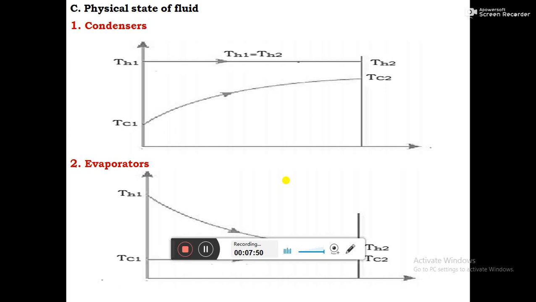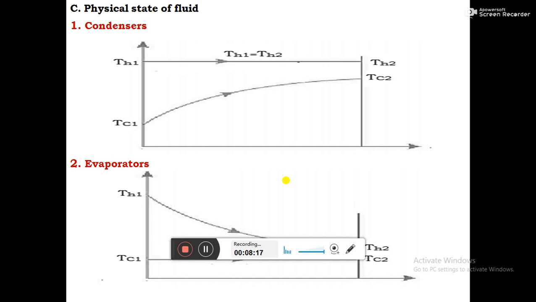In a condenser, the steam, by releasing its latent heat to the cold fluid, condenses into liquid. Here the temperature of the hot fluid remains constant because it is condensing from steam into water, whereas the temperature of the cold fluid is increasing because it is absorbing the heat from the condensing hot fluid.